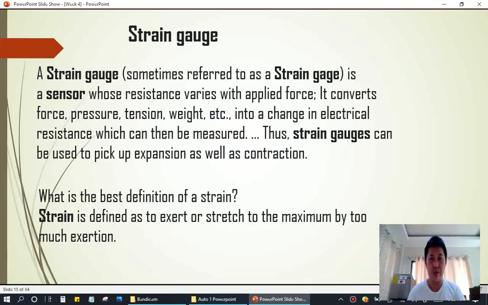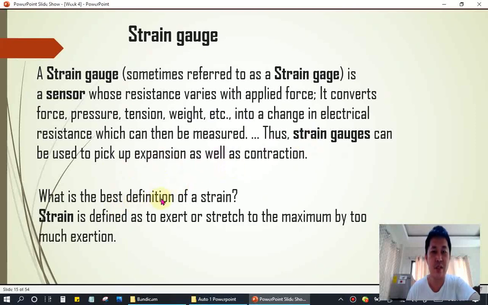Next, strain gauge. What is a strain gauge? A strain gauge is a sensor whose resistance varies with applied force. It converts force, pressure, tension, weight, etc. into a change in electrical resistance, which can then be measured. Thus strain gauges can be used to pick up expansion as well as contraction.